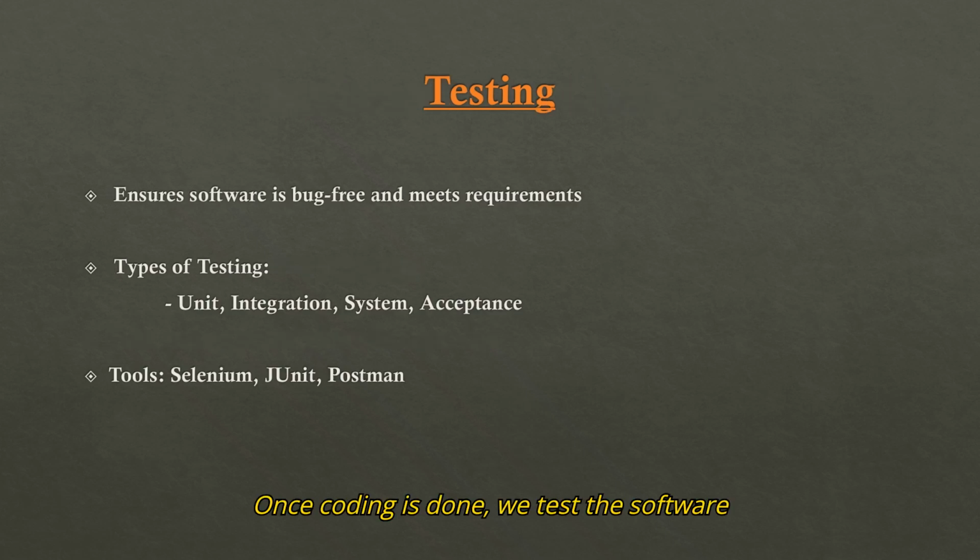Once coding is done, we test the software thoroughly to catch bugs and verify it meets requirements. Testing types include unit testing, integration testing, system testing, and acceptance testing. We leverage tools like Selenium, JUnit, and Postman to automate and streamline this process.